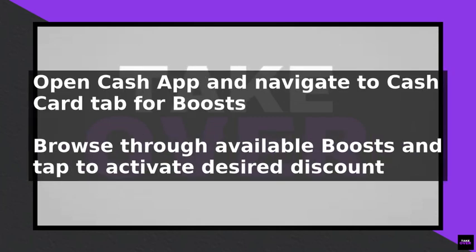Here you will see a list of available boosts, which can include discounts on purchases such as coffee, food, or gas. Browse through the list to find a boost that interests you and tap on it to activate it. Once activated, the boost will be linked to your Cash Card and will be automatically applied to your purchase when you use your card at a participating merchant.